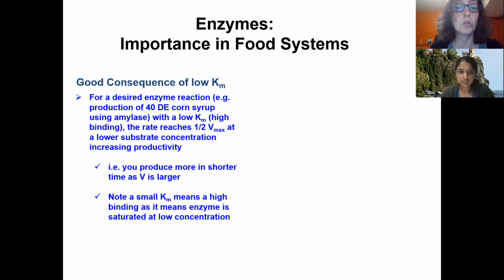So if we want to put it in context, what does it mean to have a good consequence of low Km? When is it good to have low Km? Low Km means high affinity of an enzyme to substrate. It's good when we're using the enzyme for production. For example, we're producing corn syrup using an enzyme, amylases. So we really want to have low Km. This means we have a high production at lower concentration of substrate, basically. So we produce more in a shorter period of time.